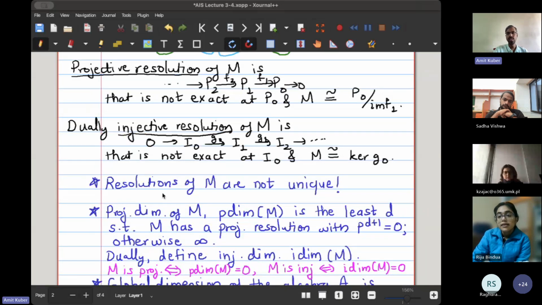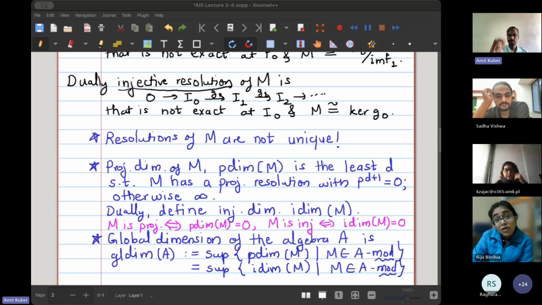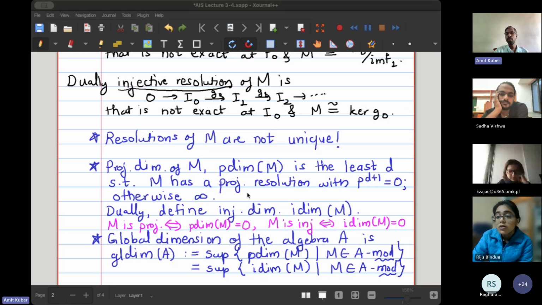Well, what can we do with this? We can compute the global dimension of the algebra itself using these projective dimensions of its modules. So the global dimension of an algebra is defined to be the supremum of the projective dimensions of its modules, finitely presented modules. Yeah, this may be finite, it may be infinite.